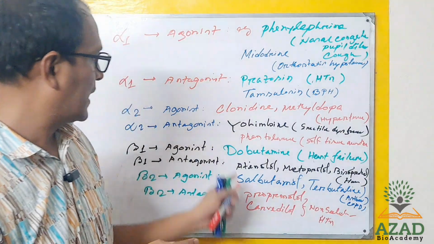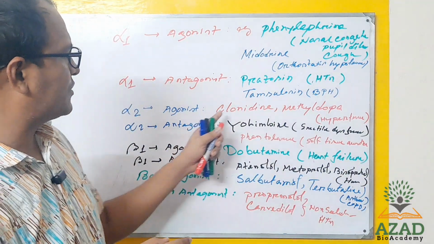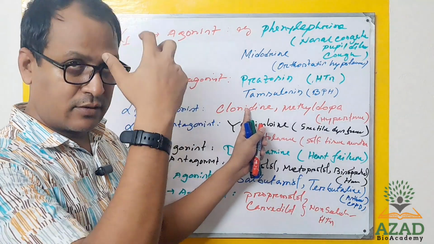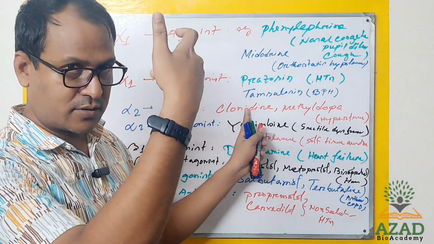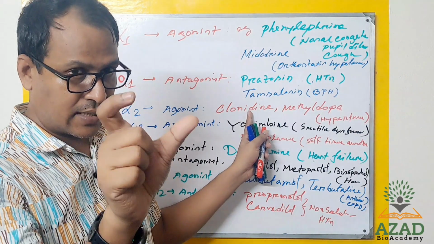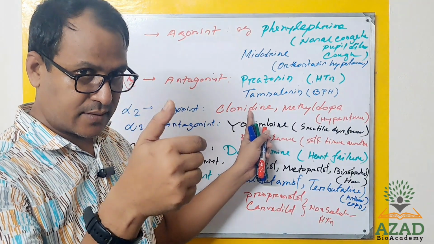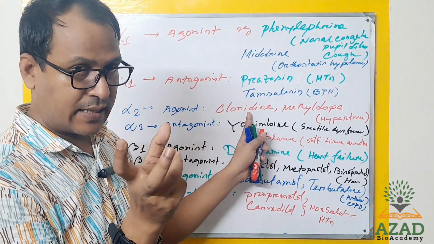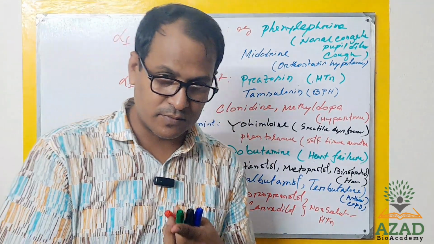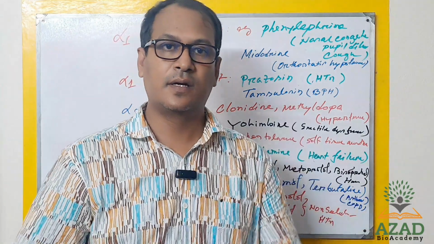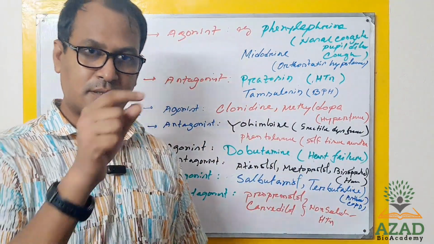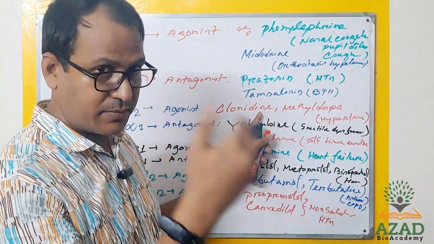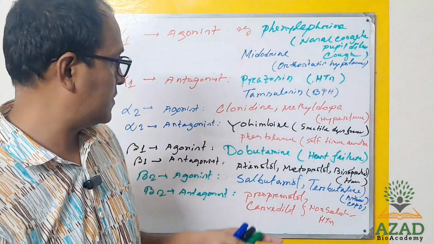So what can I say now? If you take clonidine, that will enter your brain, that is your medulla oblongata, your cardiac center, vasomotor center, and bind with the alpha 2 receptor. As it is an inhibitory receptor, clonidine will be an agonist. That means it will change the conformation of the receptor and help the Gi, the inhibitory G protein, to inhibit further neurotransmitter release.